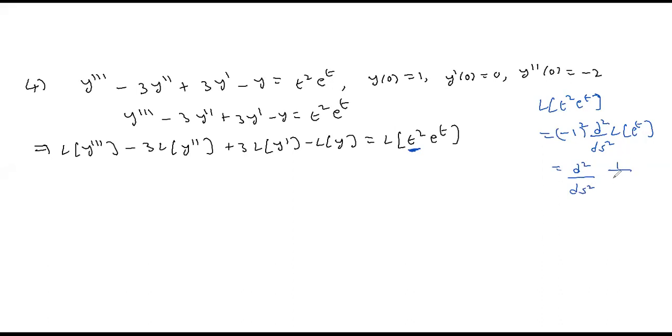What is Laplace of e power t? It is 1 by s minus 1. So this is d by ds of minus 1 by (s minus 1) whole square. If I differentiate one more time, this is going to be 2 by (s minus 1) whole cube. Do you agree? Yes, sir. So that is the Laplace transform.